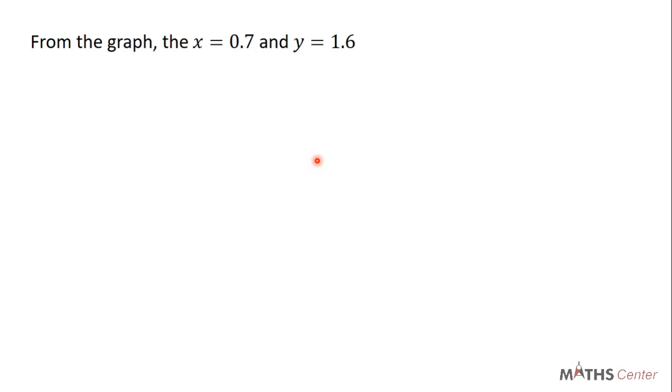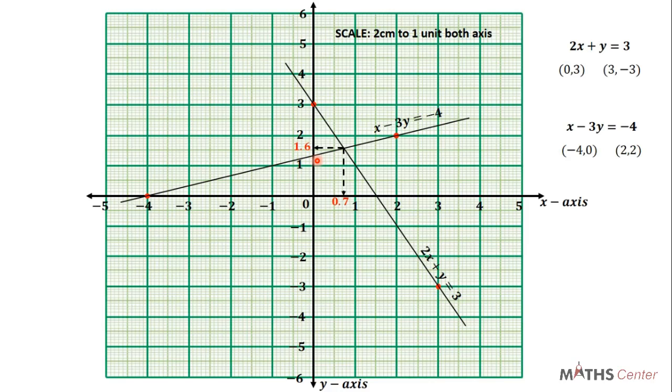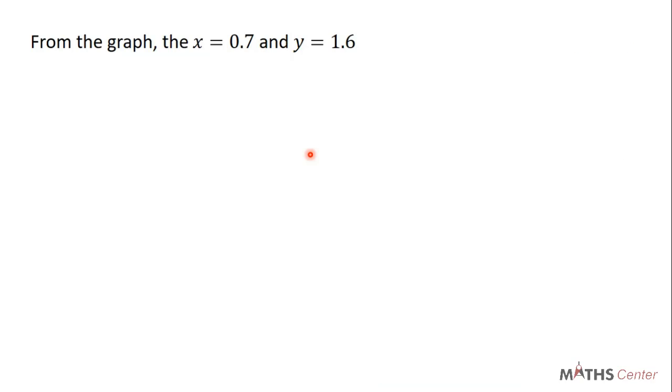Once again, try and solve these 2 equations, 2x plus y is equal to 3 and x minus 3y is equal to 4, using the elimination or substitution method, and you find out that your x will give you 0.7 and y will be 1.6.